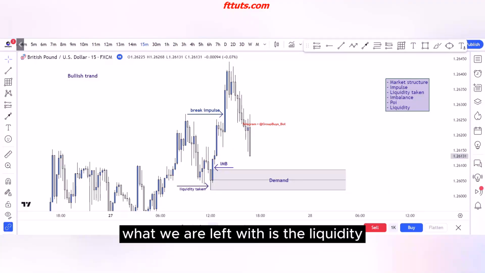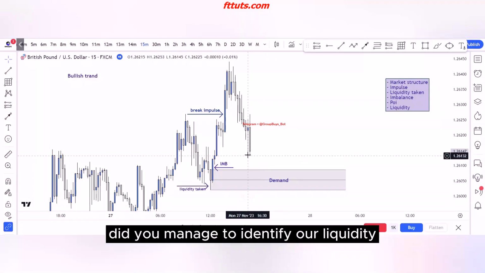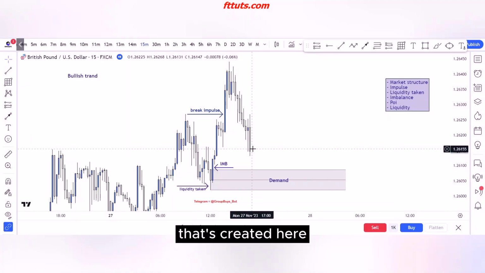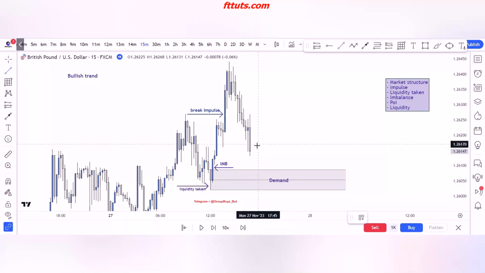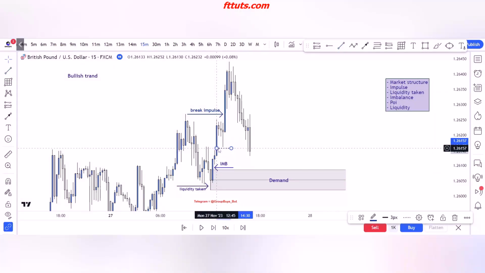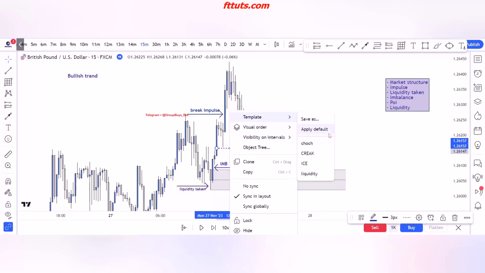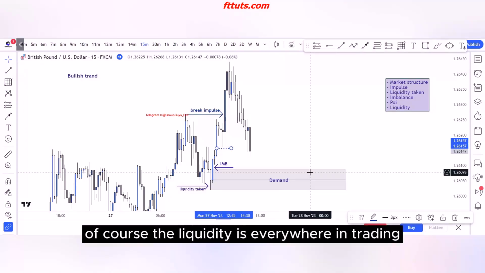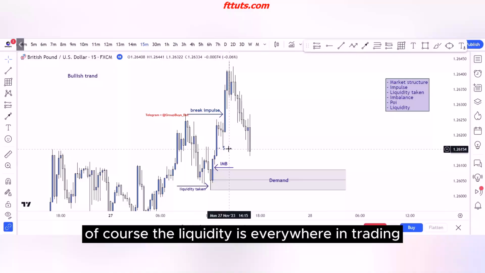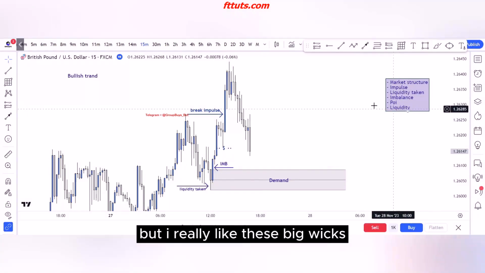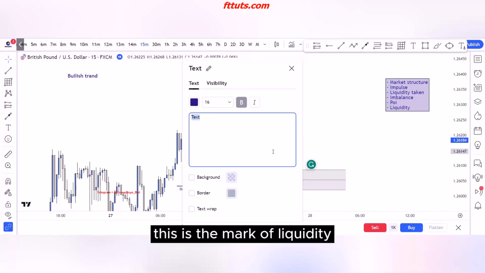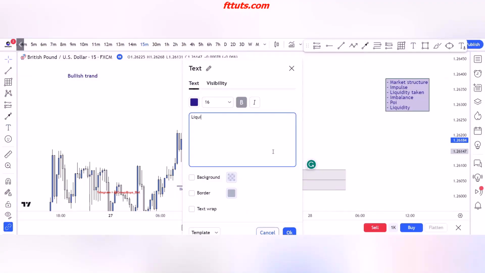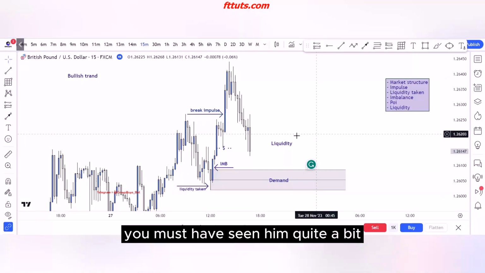What we are left with is the liquidity. Did you manage to identify our liquidity that's created here? We will mark it like this. Of course, the liquidity is everywhere in trading, but I really like these big wicks. They are especially worth liquidity. This is the mark of liquidity. You must have seen it quite a bit.